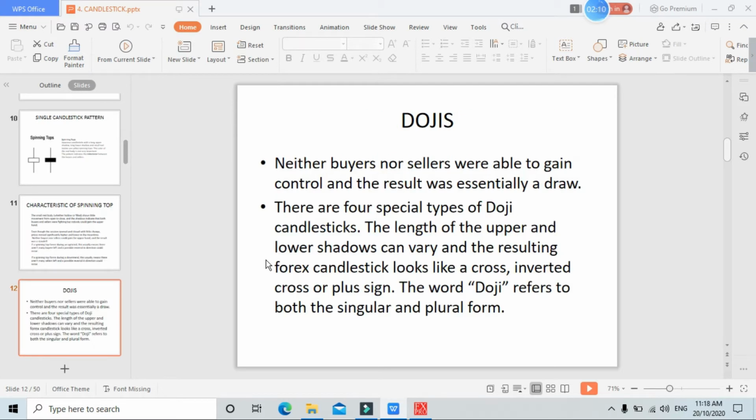Next I'll talk about dojis. With dojis, neither buyers nor sellers were able to gain control, and the result was essentially a draw. There are 4 special types of dojis. The length of the upper and lower shadows can vary, and the resulting Forex candlestick looks like a cross or inverted cross. The word doji refers to both the singular and the plural form.